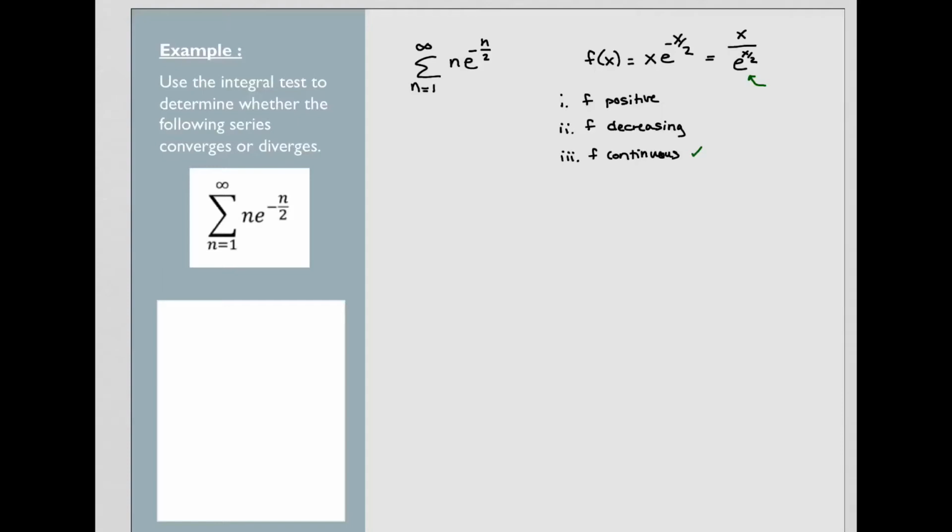This function is also positive. How do we know it's positive? It's positive because we are looking at all values bigger than 1 for sure, and that means x will be positive. And e to any power is always positive, so positive divided by positive is positive. So f is always positive.